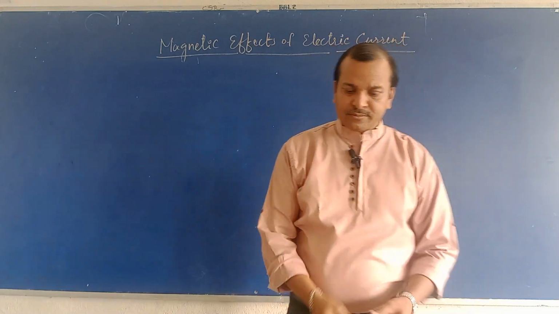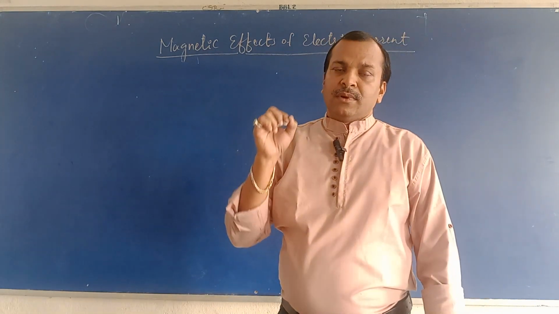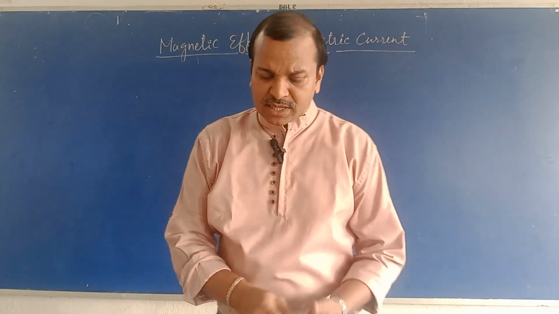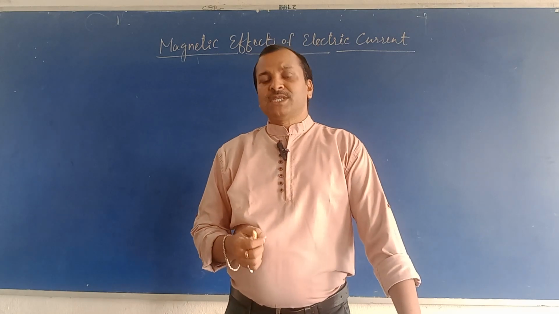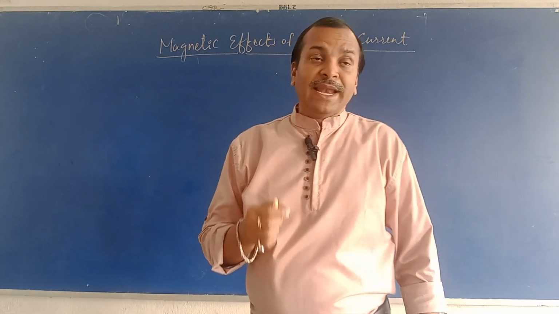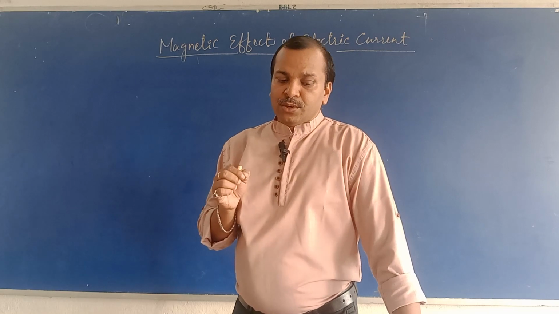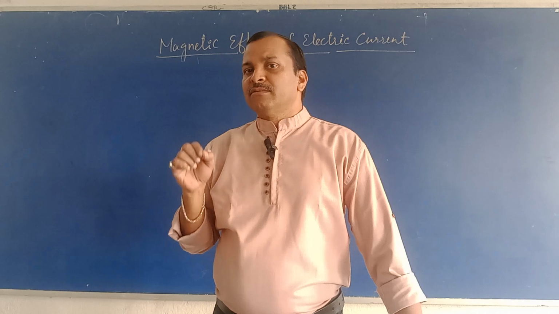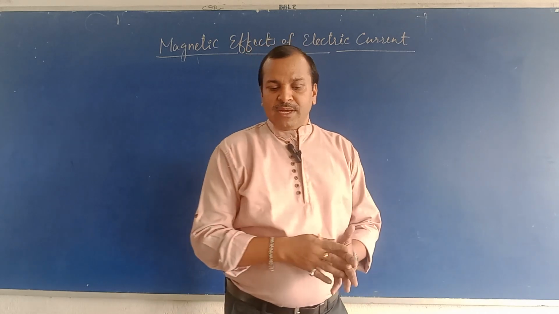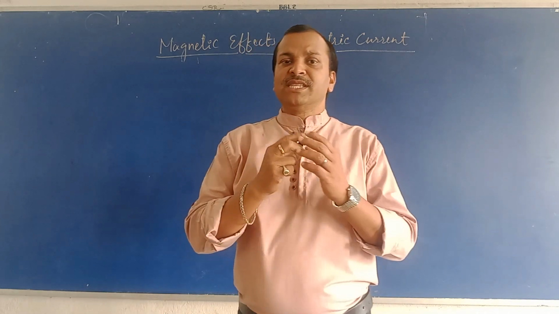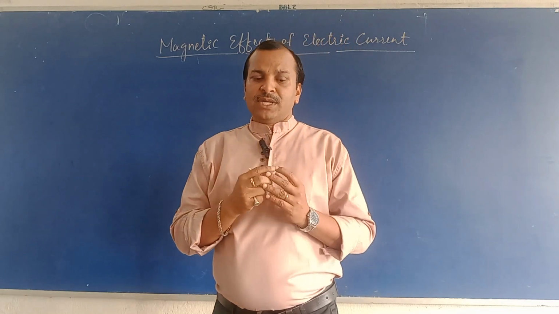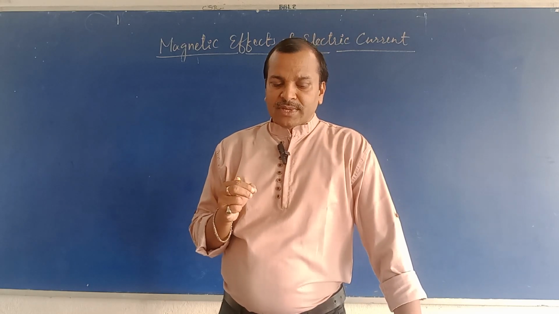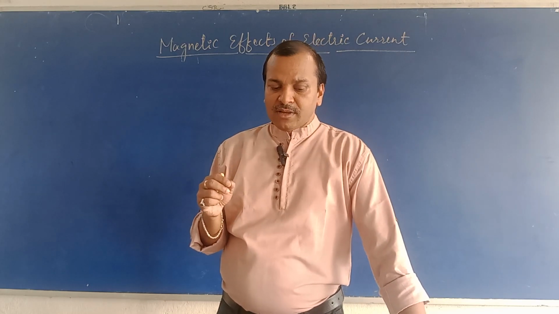Next one is, who first did this experiment? That is Oersted's experiment. What is Oersted's experiment? When electric current passes through a current carrying conductor, it produces magnetic field lines around it. Is it clear? It was experienced for the first time by Oersted. His name is Hans Christian Oersted. He gave this theory for the first time.